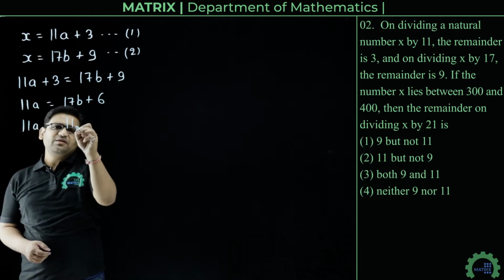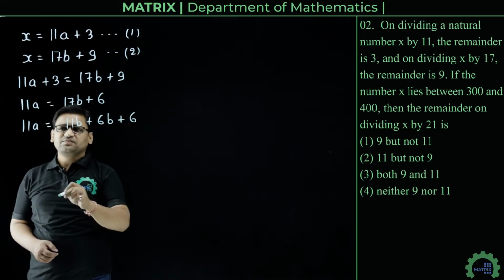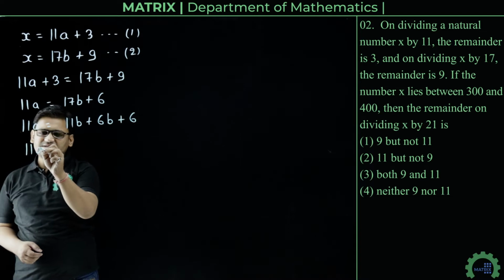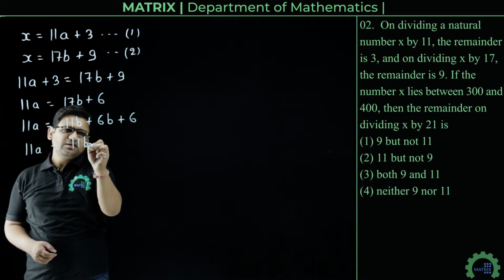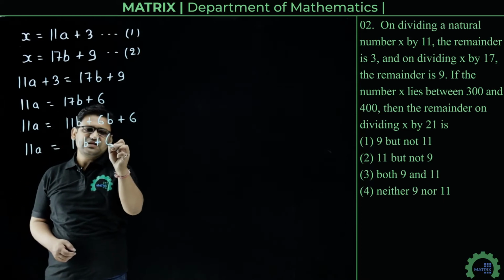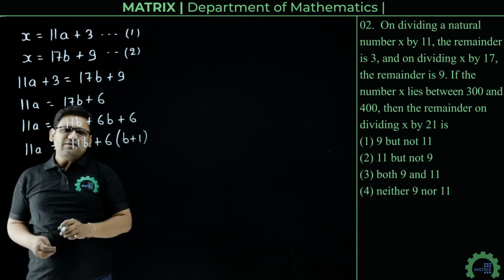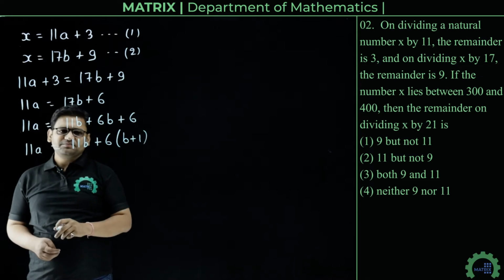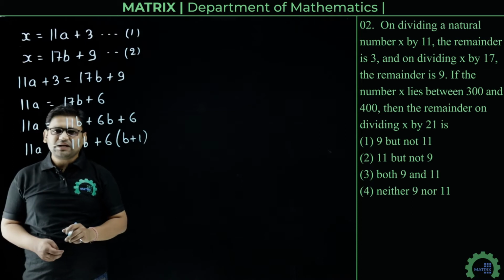That is 17b = 11b + 6b + 6. So we can write this as 11a = 11b + 6 common, again (b + 1). Now this number 11a is a multiple of 11, and so the RHS should also be a multiple of 11.